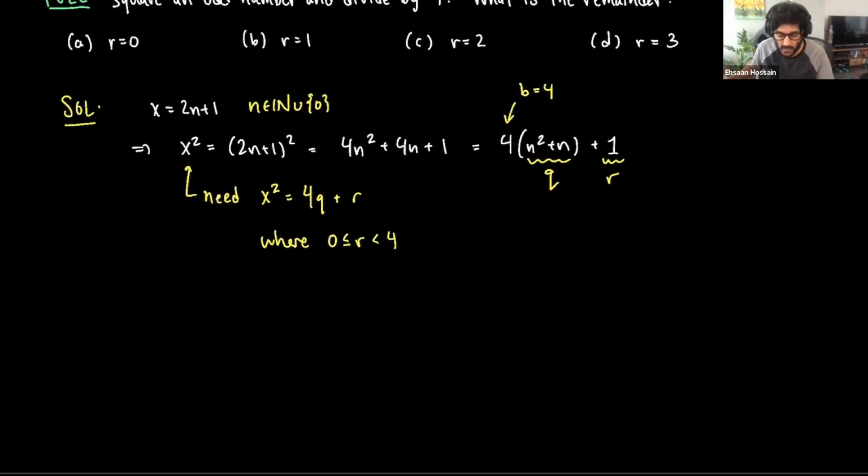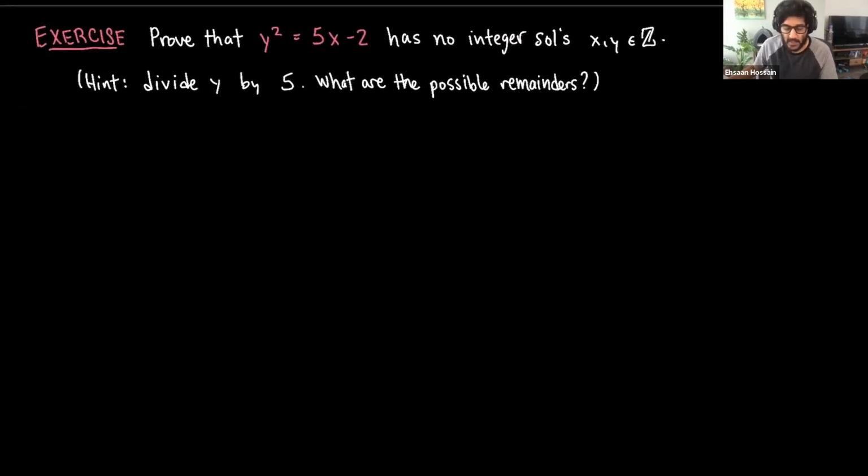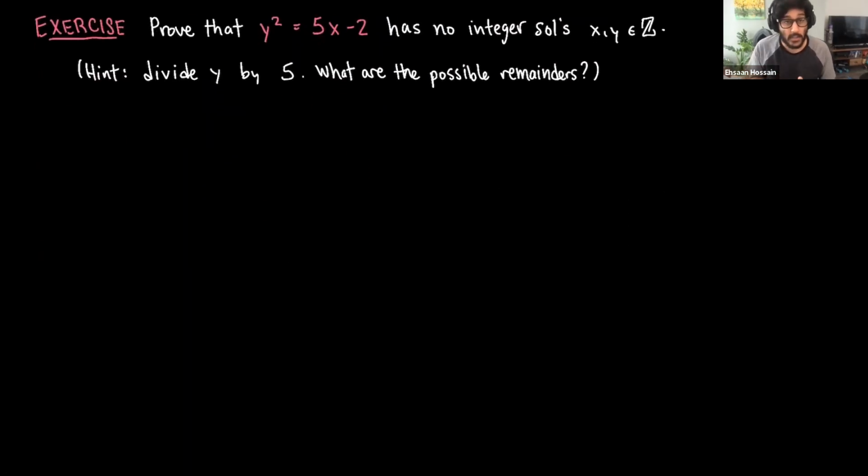Here's another exercise. This is the one I mentioned at the beginning of class. Here's an equation with integer variables: y squared equals 5x minus 2. This is a tricky exercise. Prove that this equation has no integer solutions. Think about the way we've done it in the past, but now apply the division algorithm. Since there's a 5 here, I have a little hint for you: try dividing by 5. What could possibly happen? How about I give you guys 10 minutes to work on this, plus another couple minutes if you need it, and then I'll take it up at the end.